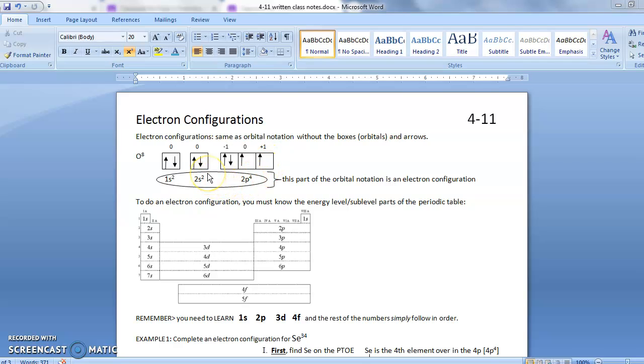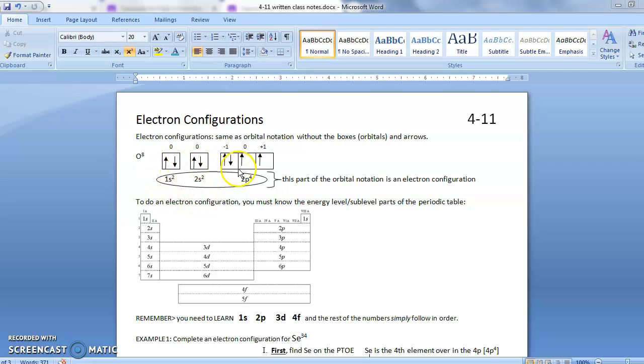For the S sublevel, we already know there's 1 orbital. The P is made up of 3 orbitals. Each orbital holds 2 electrons, so the S can hold 2 electrons. The P sublevel can hold a total of 6 electrons. And if you remember, the Ds were made up of 5 orbitals holding a total of 10 electrons, and the F sublevel was made up of 7 orbitals holding a total of 14 electrons.